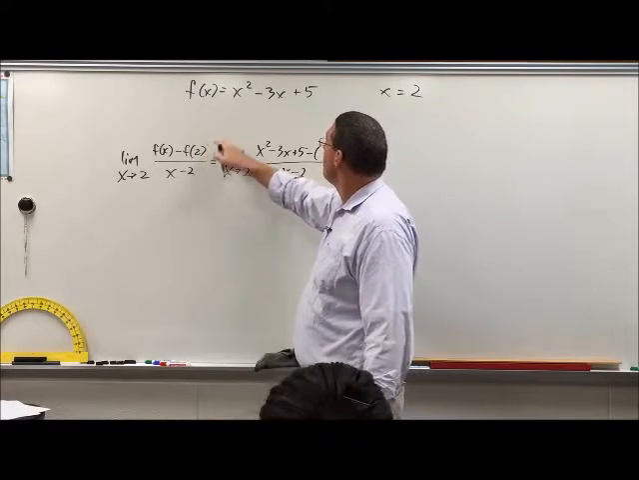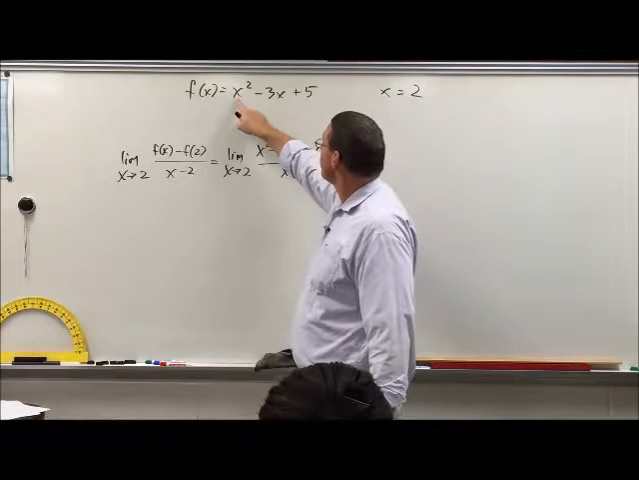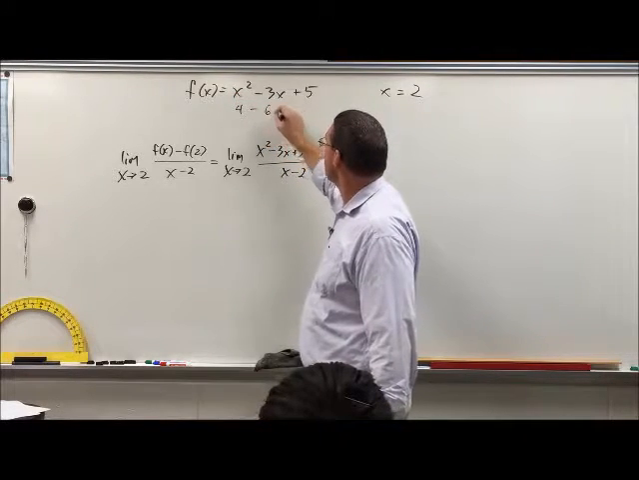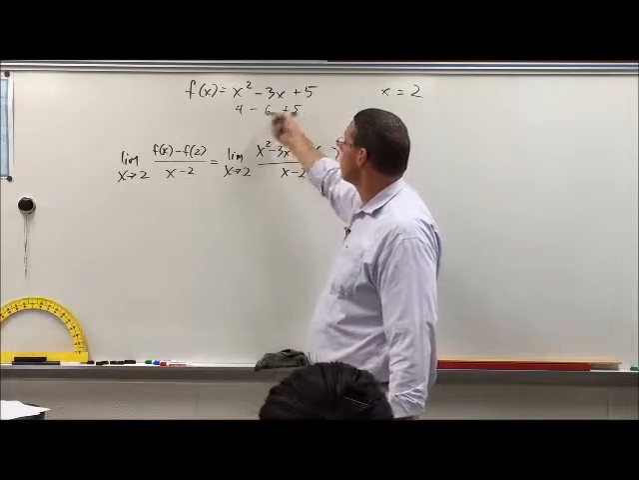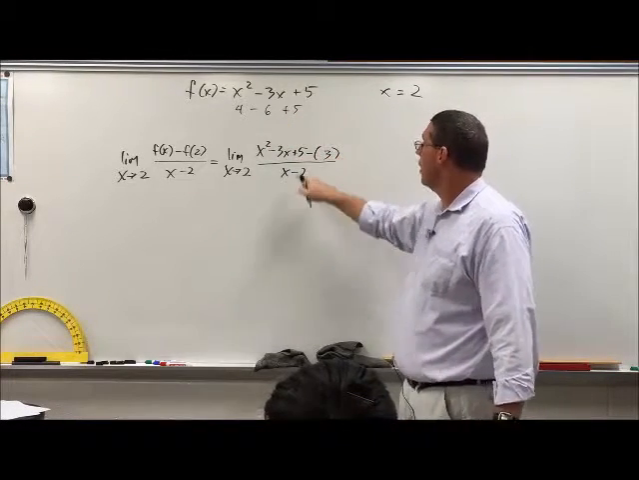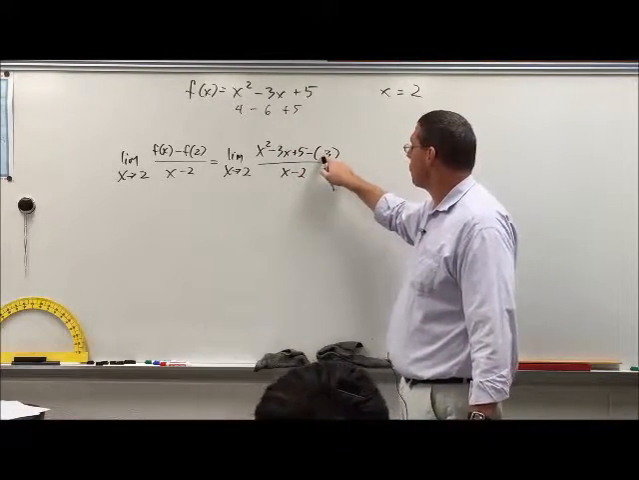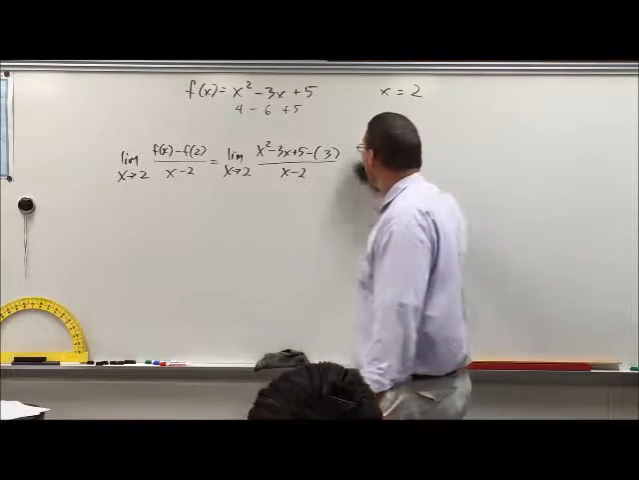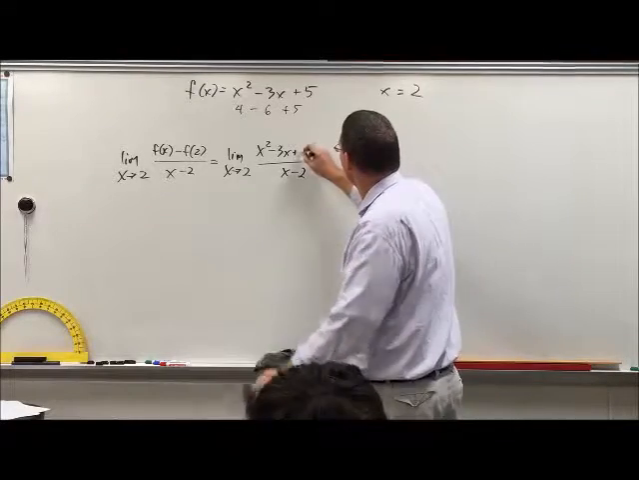All right. So to find f of 2, I'm going to put a 2 here. 4 minus 3 times 2 is 6 plus 5. So 4 minus 6 is negative 2. Negative 2 plus 5 is 3, so it's minus 3. And it's positive 5 minus 3. Positive 5 minus 3 is positive 2, right? So this is going to become plus 2.